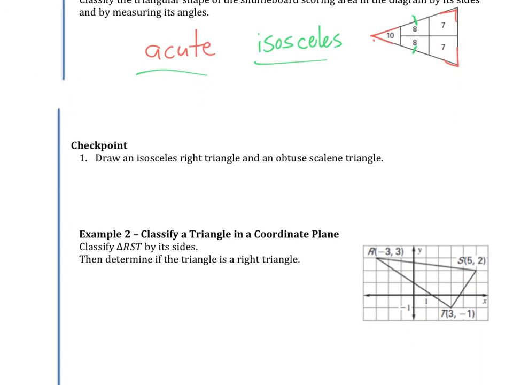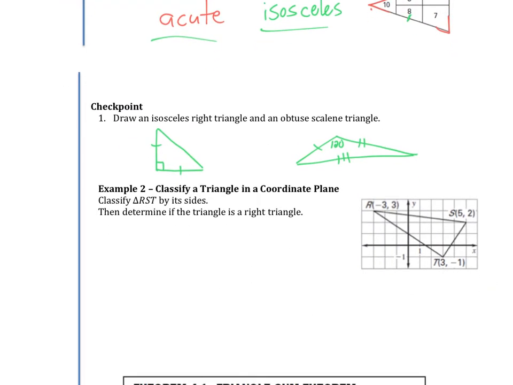The checkpoint says draw an isosceles right triangle and an obtuse scalene triangle. So an isosceles right triangle, we need a right angle and two congruent sides. Right? An obtuse scalene triangle would need an obtuse angle. So like let's say it is 120 degrees. And none of the sides are equal. So they all have different number of hash marks on it. So right here is the isosceles right triangle, and over here is the obtuse scalene triangle. And that was just a sketch we did.